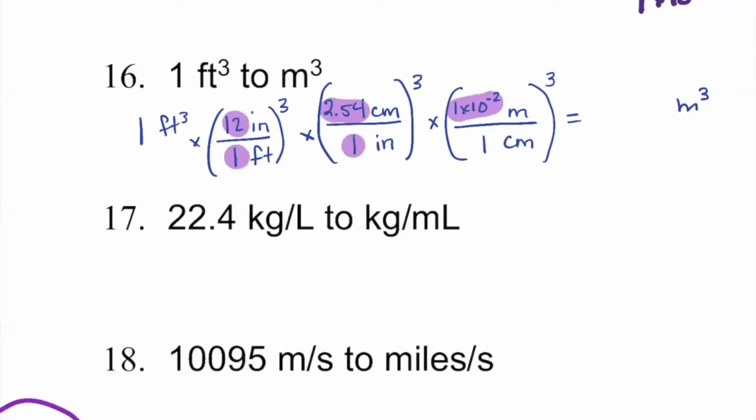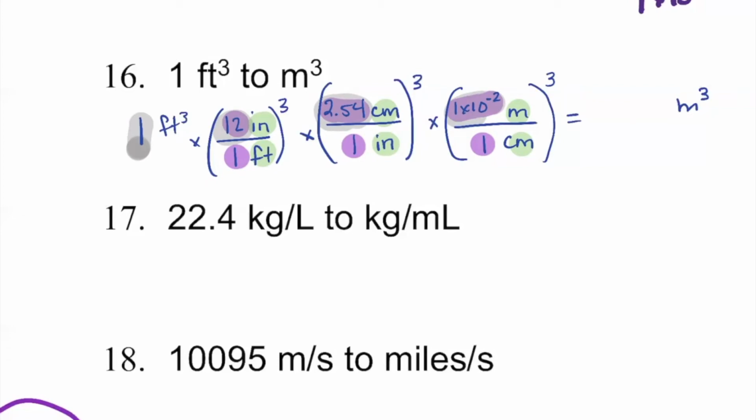Now, of course, the ones on the bottom don't matter, right? We don't have to cube 1. That's all good. But we also are going to have to make sure that we cube all of our units when we're reporting this. And so if we do the math out in our calculator, it is going to be 1 times 12 to the third times 2.54 to the third times 1.0 times 10 to the negative second to the third. And so practice that math out.